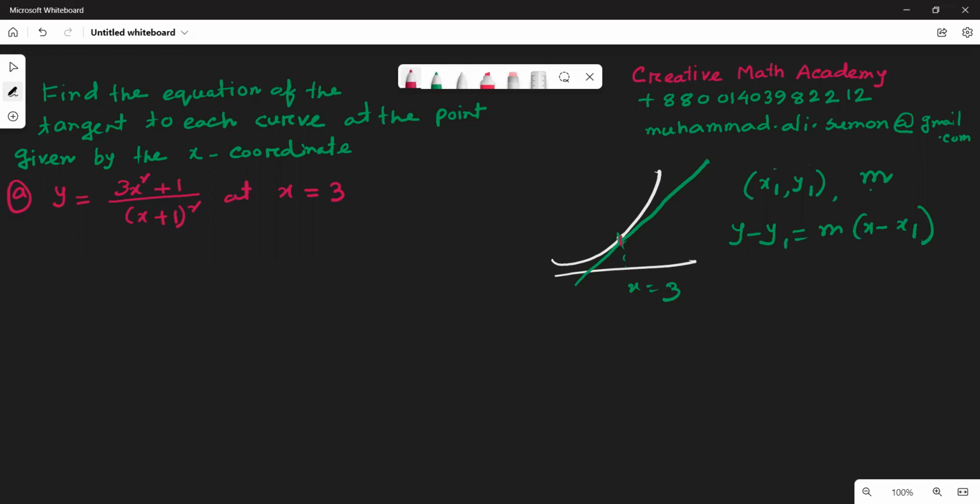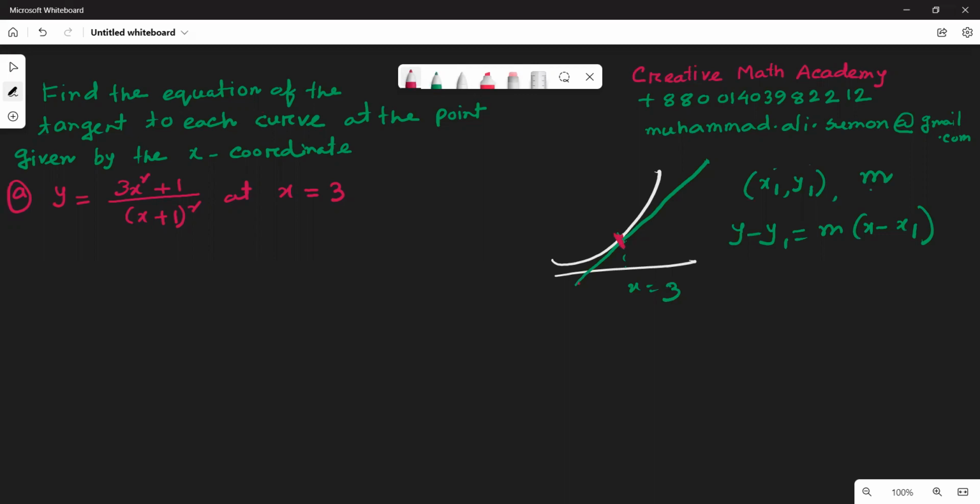So again, I say these things. A tangent is the straight line which touches only one point of a curve at a specific point. Like x equals 3, if we draw a straight line which touches this curve at x equals 3, this line is said to be the tangent. And at this point, the gradient of this curve and the gradient of this tangent are the same.